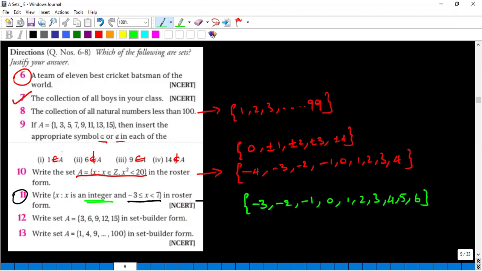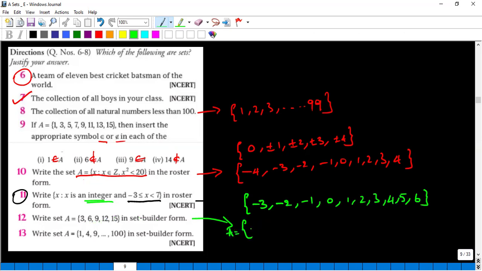Write set A in set builder form. They have given tabular method and we want to write set builder form. 3, 6, 9, 12, 15. These are multiples of 3. Hope you can observe the pattern very easily. 3, 6, 9, 12, 15. These are multiples of 3. So I will write the answer like this.